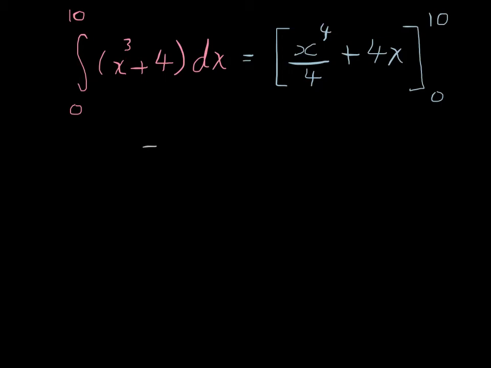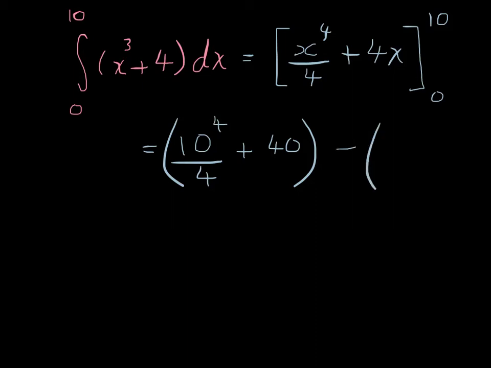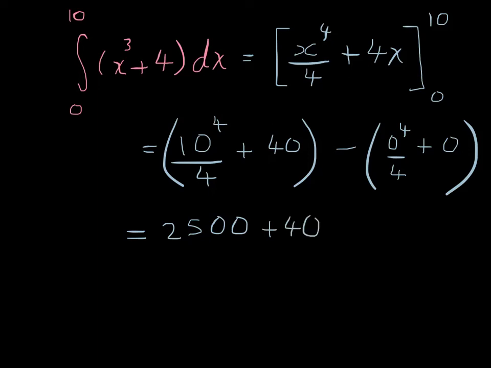So I need to substitute in the values. So the top value 10 first. This becomes 10 to the 4 over 4 plus 4 times 10, which is 40, minus 0 to the 4 over 4 plus 4 times 0, which is 0. So 10 to the 4 is 10,000, divided by 4 is 2,500, plus 40. And this entire bracket is actually 0, so I don't even need to worry about it.